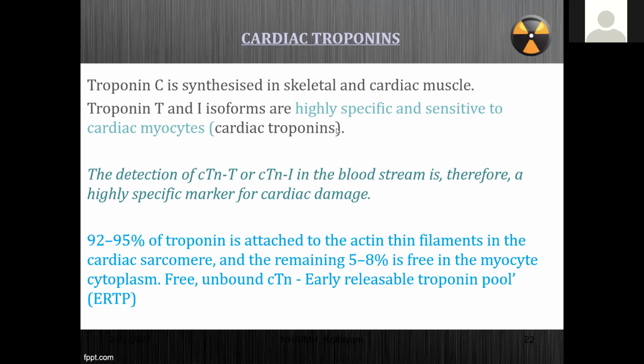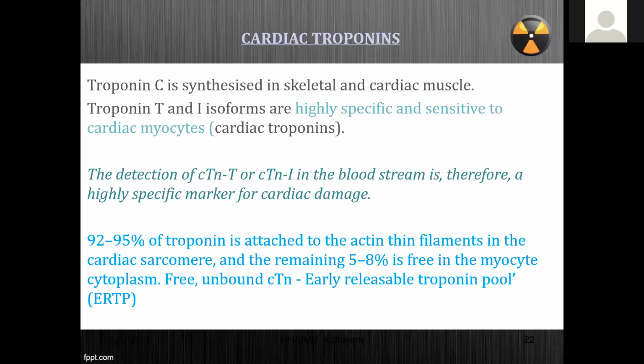What are these cTnT and cTnI? They are isoforms specific to cardiac myocytes, T and I. So the detection of cTnT and cTnI are the specific biomarkers of cardiac damage. Here, one important point is that 90 to 95% of troponin is attached to the actin thin filaments in the cardiac sarcomere, and the remaining 5 to 8% is free.